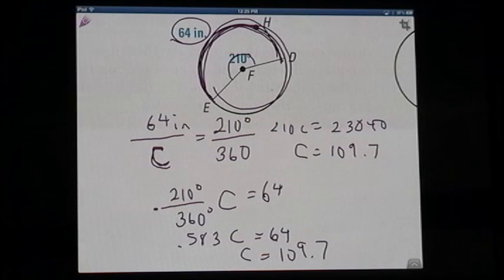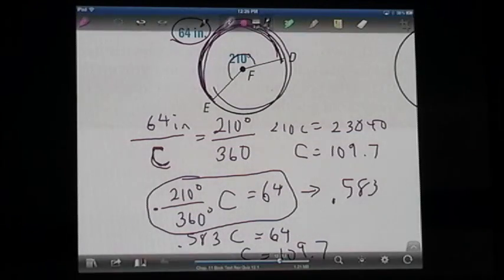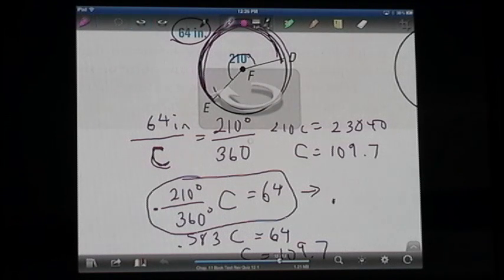Okay, some of you still won't like it that way. Some of you would rather go from this equation. You will want to say, what is 210 divided by 360? And you'll say, oh, it's 0.583. Oh, I already did that. I'm sorry, that's not how you'll want to do it. Some of you will not want to do it that way. You'll want to do it this way.